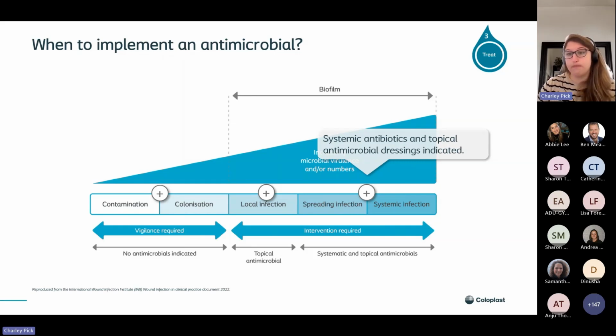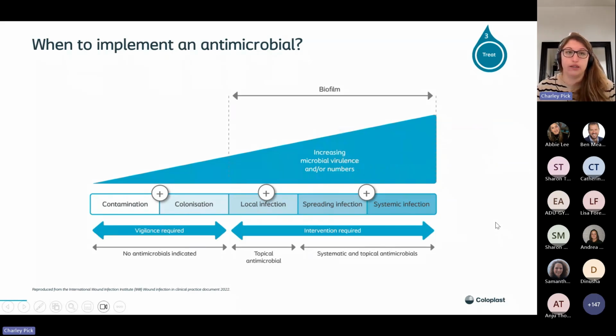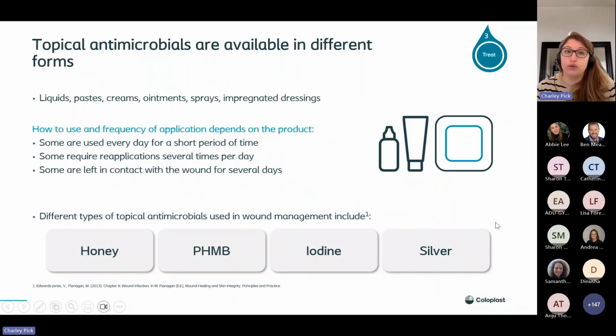So it's really important to remember your wound and remember your antimicrobial dressings here, as well as your antibiotics. Now, topical antimicrobials are available in different forms. They come as liquids, pastes, creams, ointments, sprays, and impregnated dressings. And how you use them and the frequency of application will depend on that product.